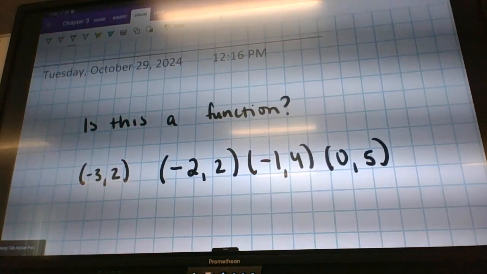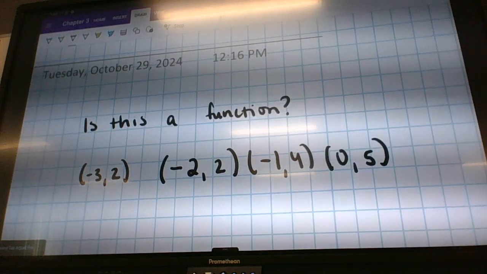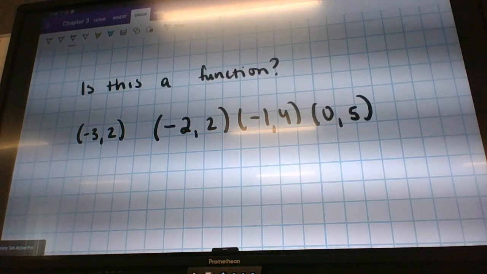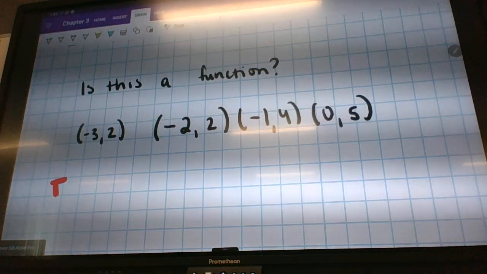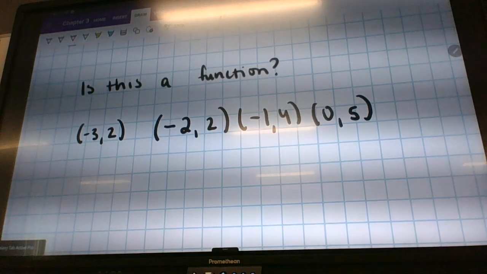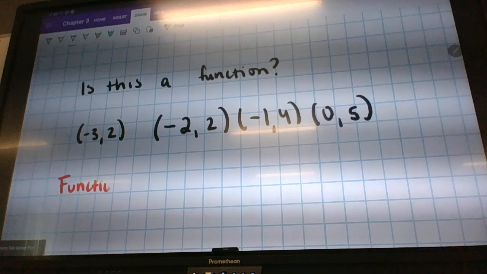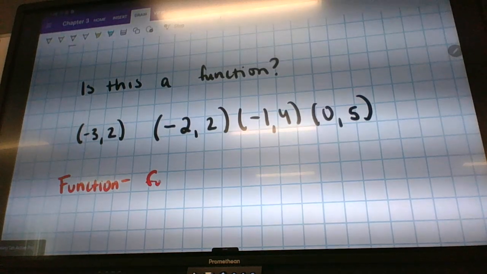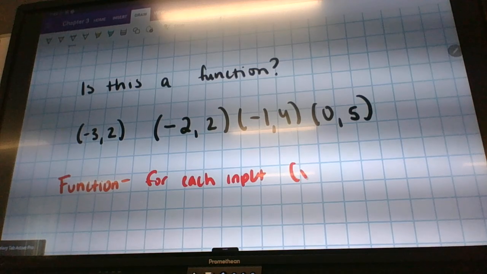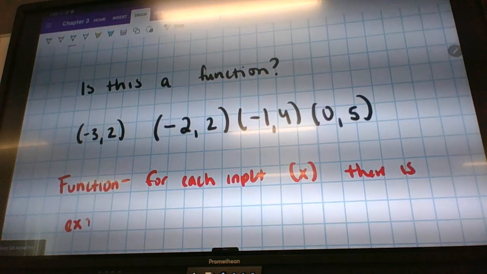Is this a function, yes or no? No, oh no, just put a line through it. We're just going to play the card once. We're going to have multiple winners, but we'll play the card once. So the definition of a function: for each input, there is exactly one output.